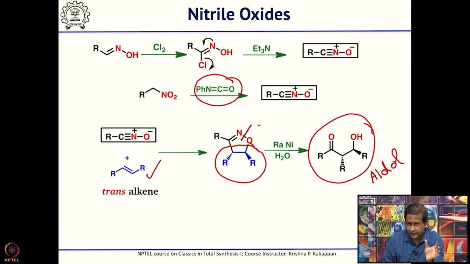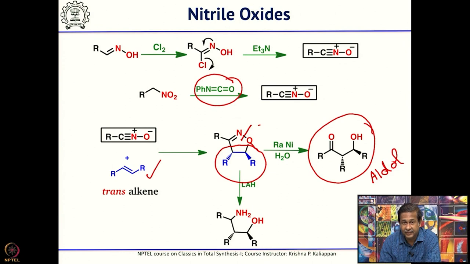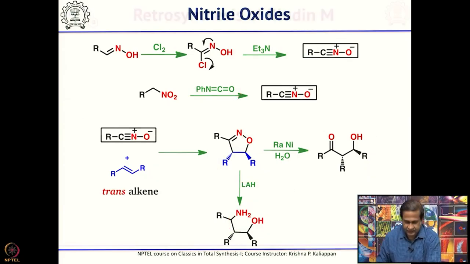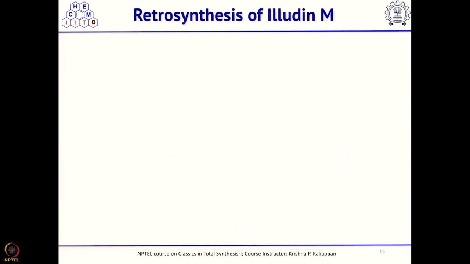Okay, so nitrile oxide and carbonyl ylides are routinely used in 1,3 dipolar cycloaddition, and one can also use LAH. What it does, it not only cleaves the N-O bond, but also reduces the C=N double bond. So you get the corresponding amino alcohol. Okay. So with this introduction on 1,3 dipolar cycloaddition, carbonyl ylide and nitrile oxide, now we will go to the real total synthesis of Illudin M and Illudin C.